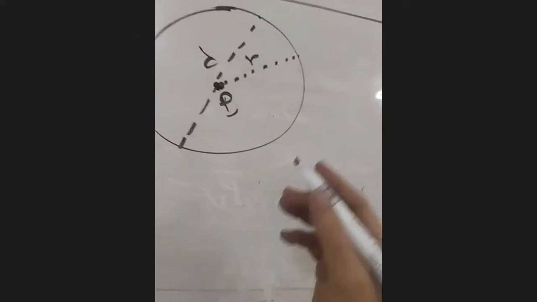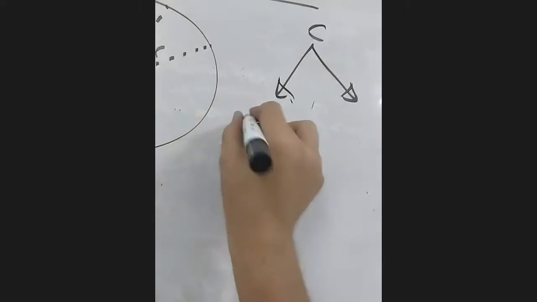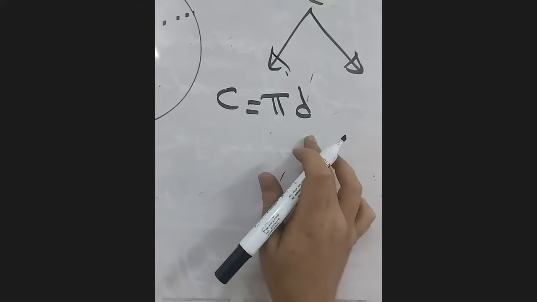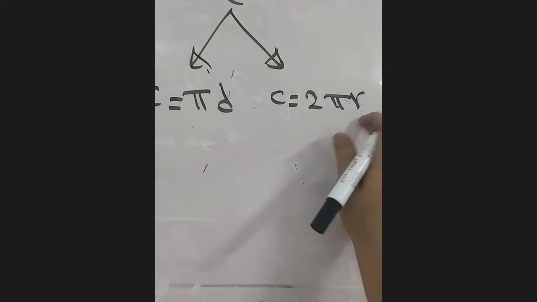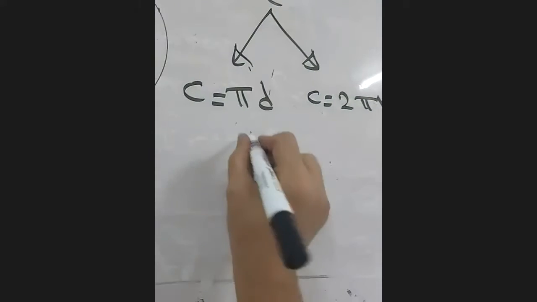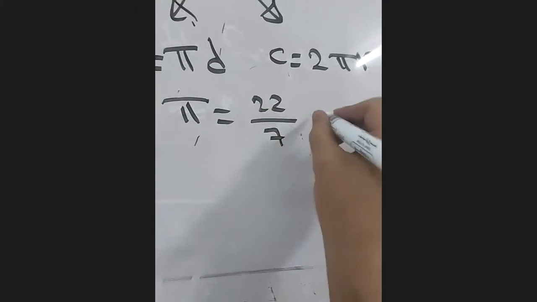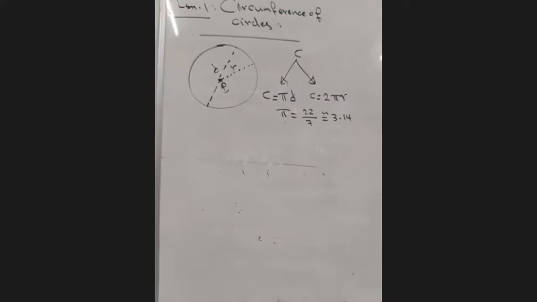And we said to find the circumference, we have two formulas. C can be pi multiply d, which is the diameter, or C can be 2 pi r, and r here is the radius. And we talked about the pi. We said pi can be two values, 22 over 7, or approximated to 3.14. So this is what we did yesterday.